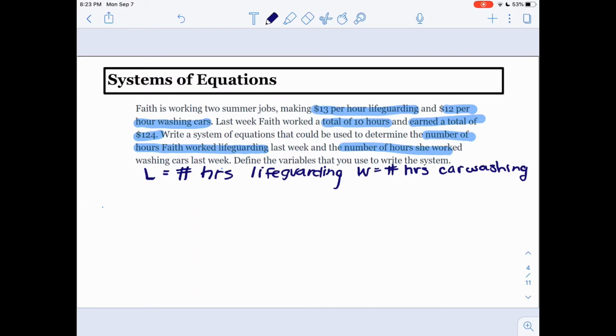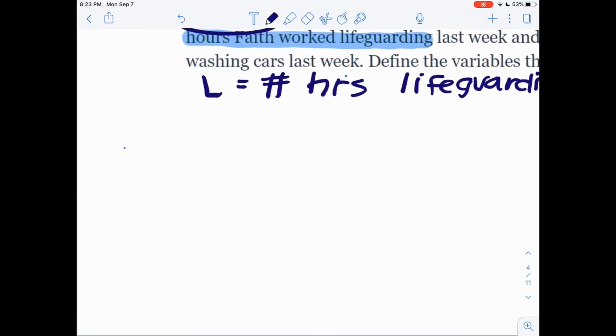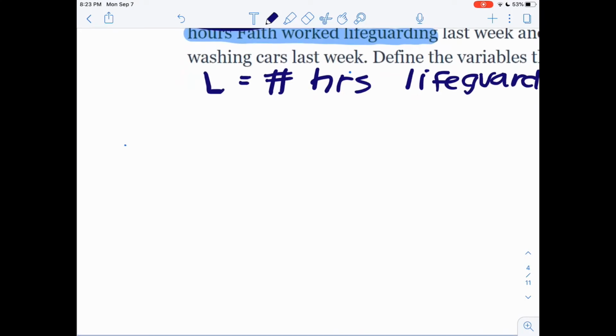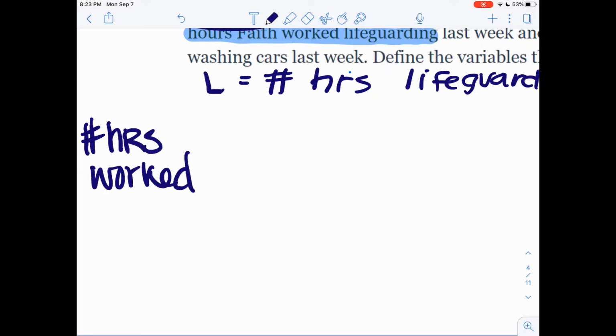So we need to write our equations. We're going to have 2 equations because I was given 2 totals. I was given a total of 10 hours worked and a total of $124 earned. So that means I'm going to have 2 equations. One equation represents the number of hours worked and one equation is going to represent the total money earned.